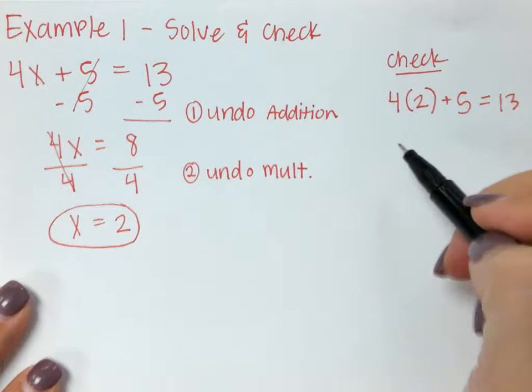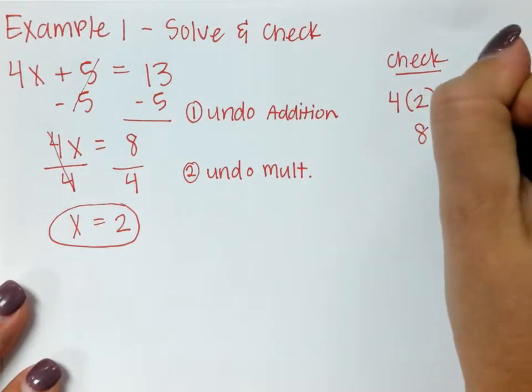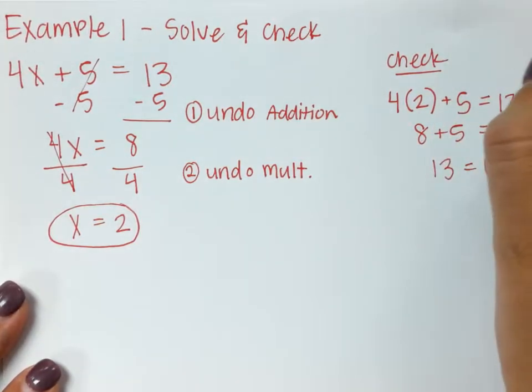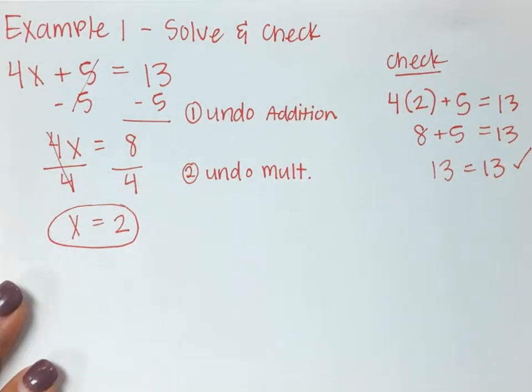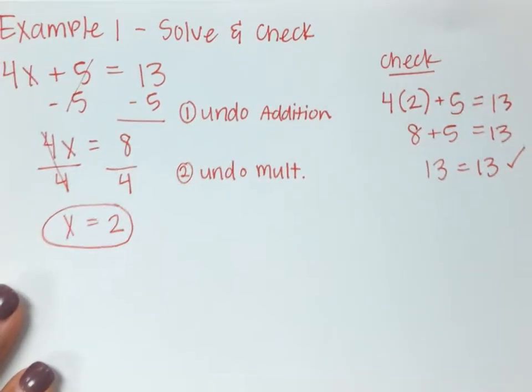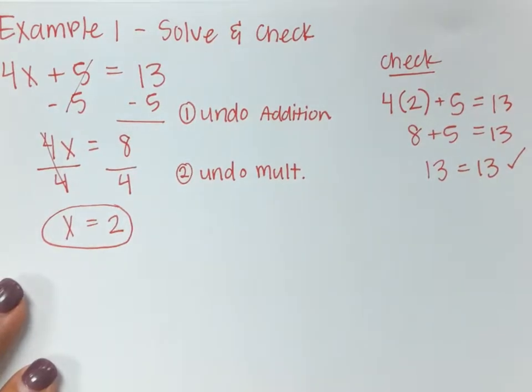Okay. So what's 4 times 2? 8. So I have 8 plus 5 equals 13. And then what's 8 plus 5? 13. So 13 equals 13, and I know that my answer is correct. So we're undoing our addition and subtraction first, and then we are undoing that multiplication or division. Okay. Questions on number 1?